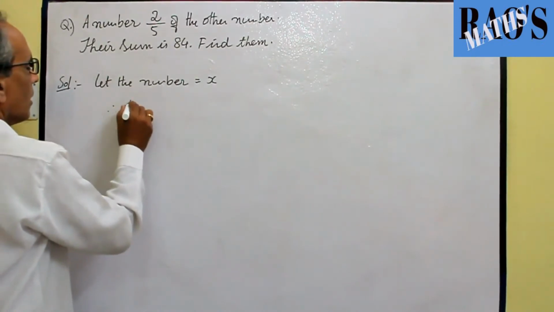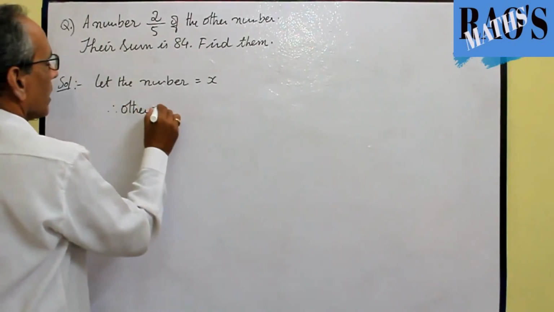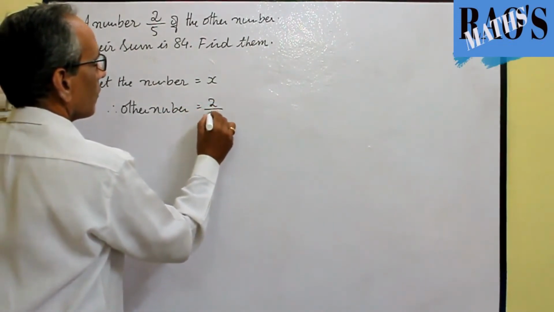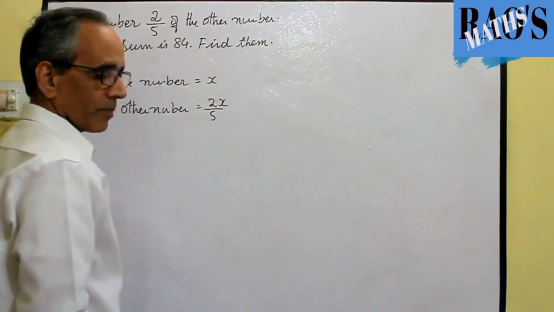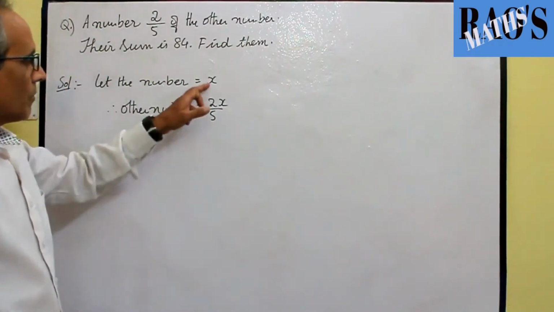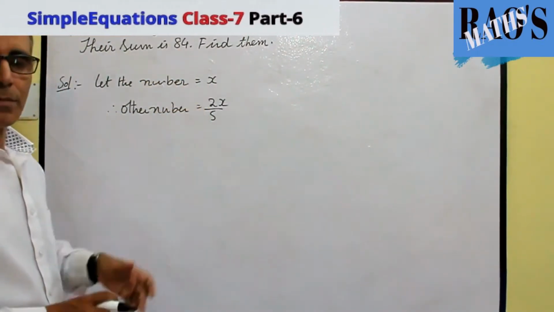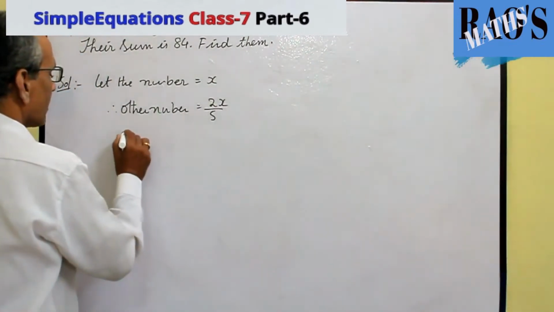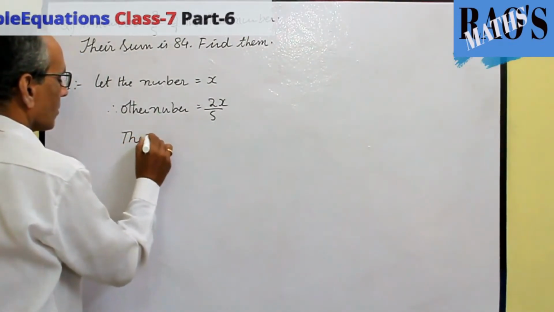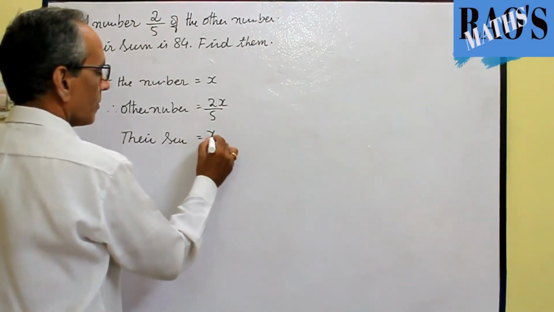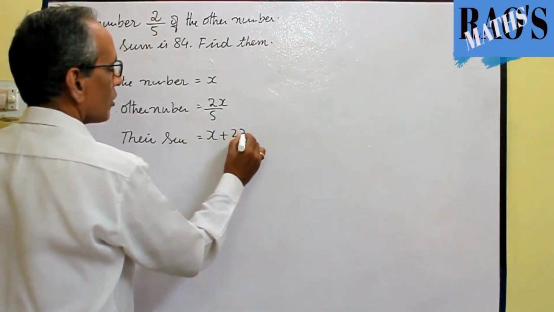Therefore the other number is equal to 2/5 of x. And you are given the sum of these two as 84. Let's add up these two numbers in terms of x. Their sum is the first number and the second number, which is 2x by 5.